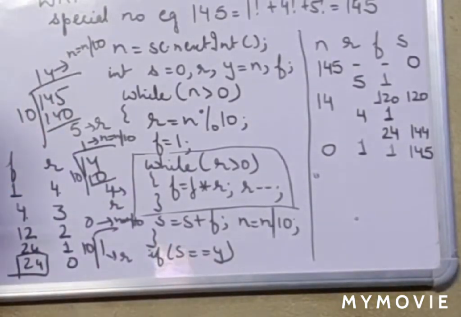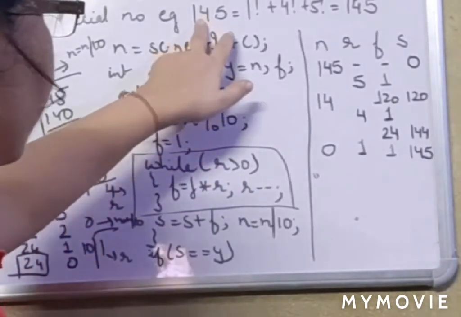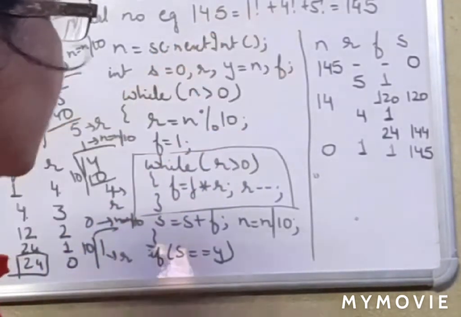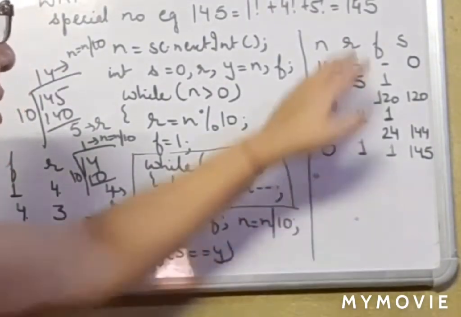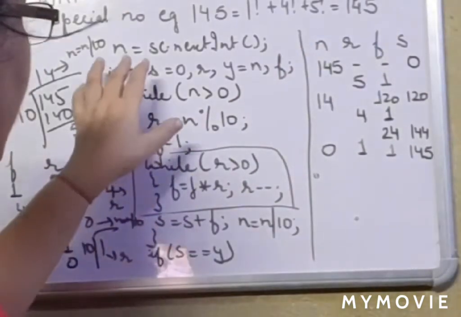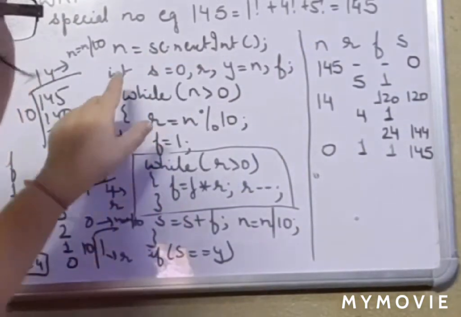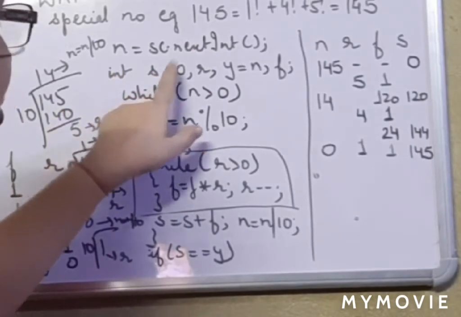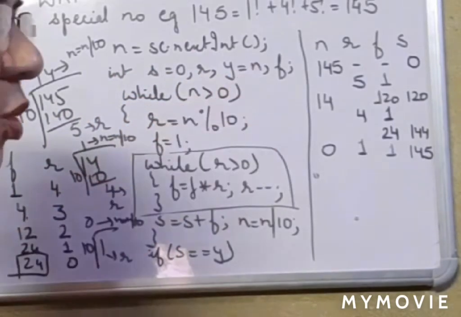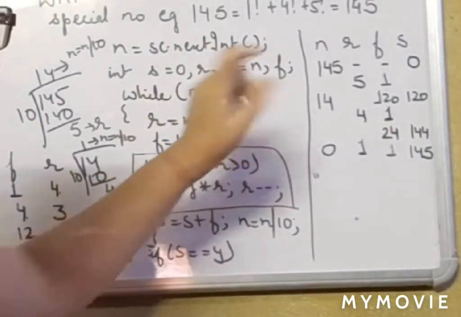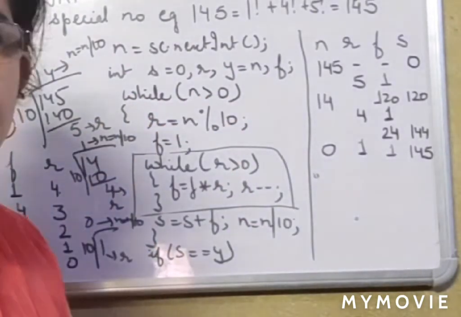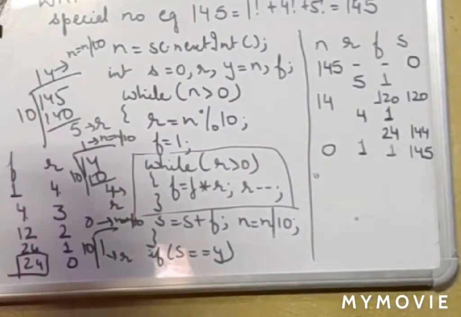Let's relook at the logic. When we were given a number 145 and we are asked to calculate the factorial of each digit, 1 factorial, 4 factorial, 5 factorial, to get the answer as 145. After taking the number from the user, S is initialized to 0, R for the remainder, Y will take the copy of N so that it helps in checking at the end, F for factorial. While n greater than 0 is used for what purpose? Because we will be extracting each and every digit till all the digits are removed from the number. So the number finally becomes 0.